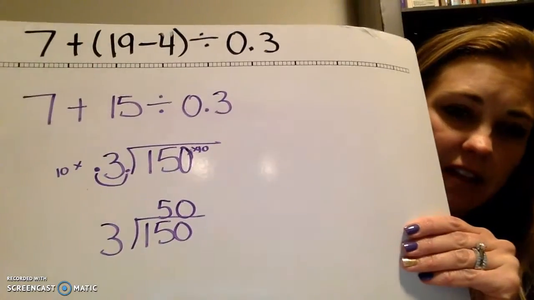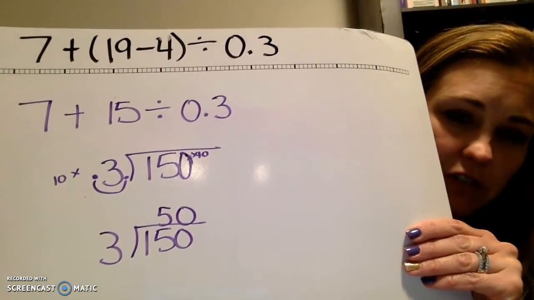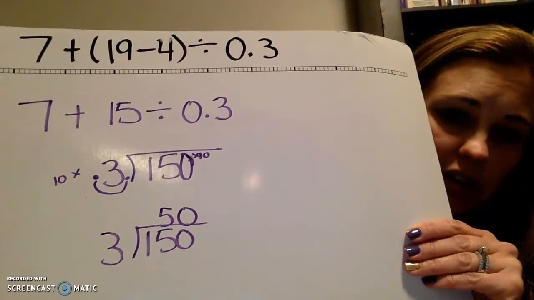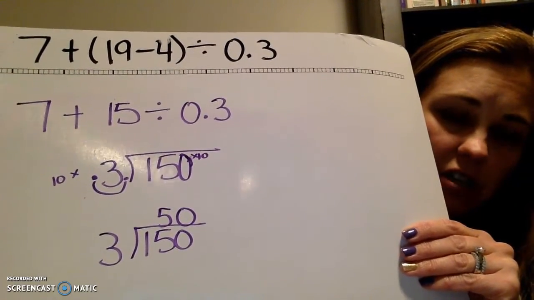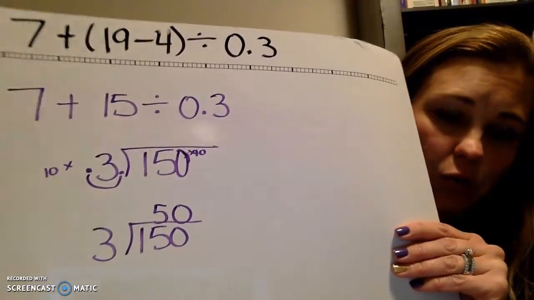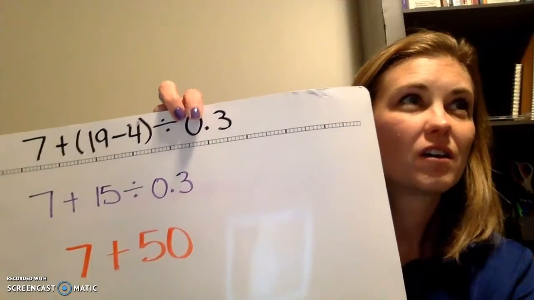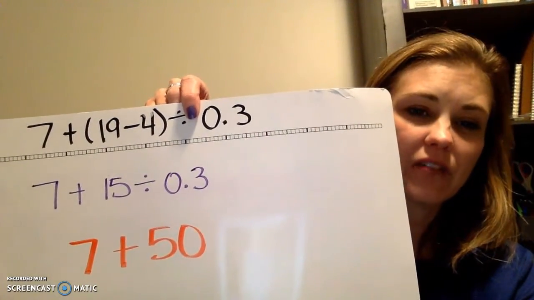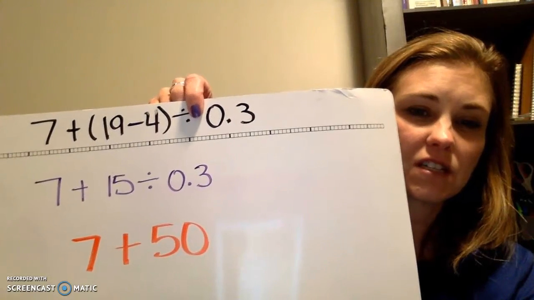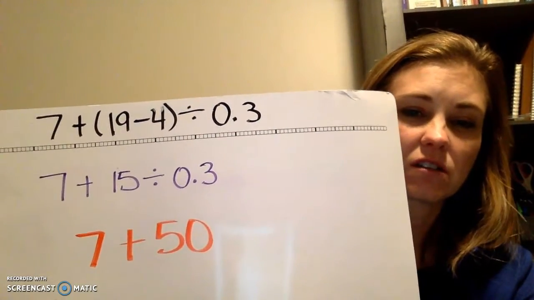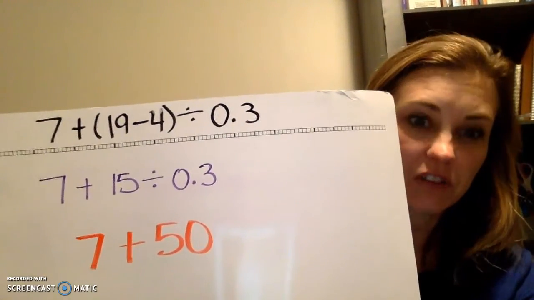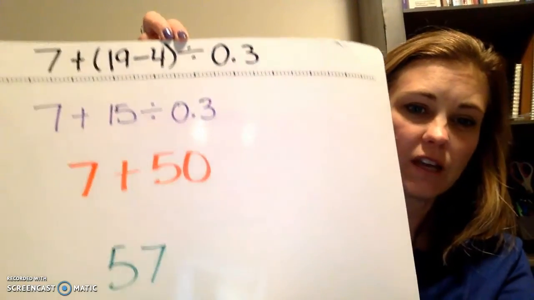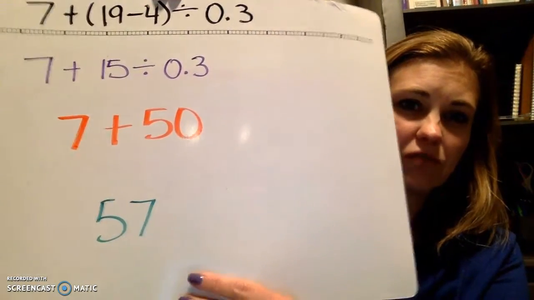So when I divide that, I know that 3 goes into 15 5 times, and when I take that away, I get 0. So I just bring that 0 up. So 15 divided by 3/10 equals 50. All right, now I see I can do my addition. So I have 7 plus 50. Since 15 divided by 3/10 is 50, now I can simplify my expression down to one number, and that would be 57.